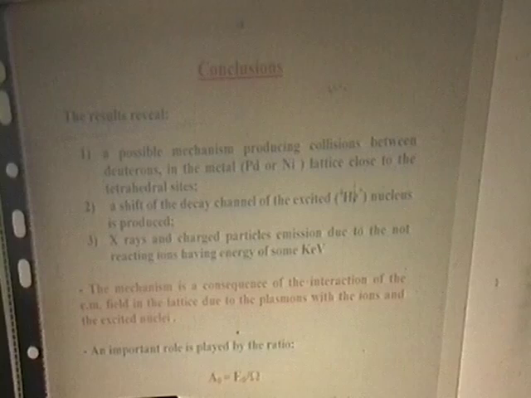So there is a possible mechanism producing collision between deuterons in the lattice. We can have, in the framework of this field produced by plasmon, a shift of the decay channel of the excited helium-4 nucleus. And we can say that the fraction of the X-ray produced of the charged particles can be ascribed to these accelerated ions inside the lattice.